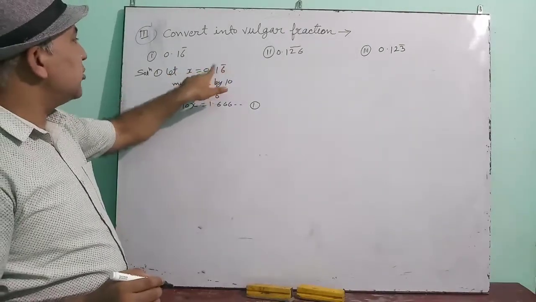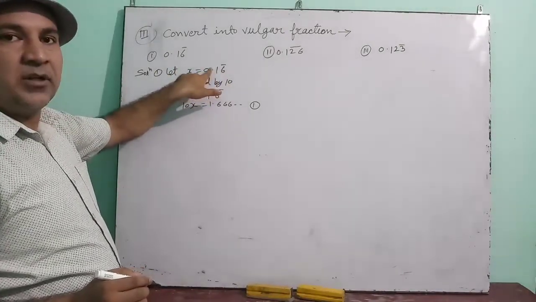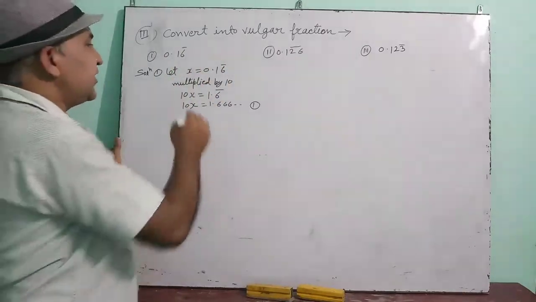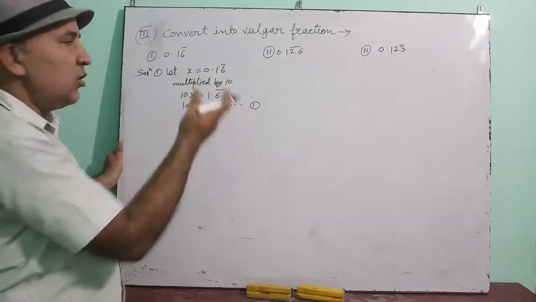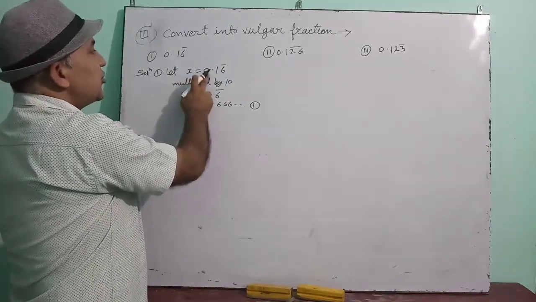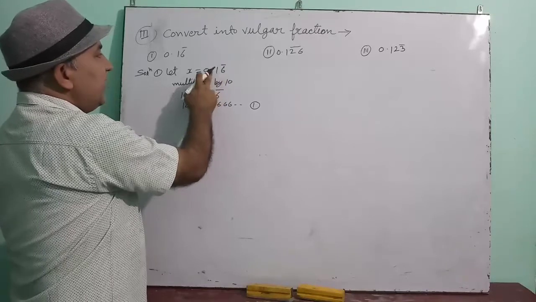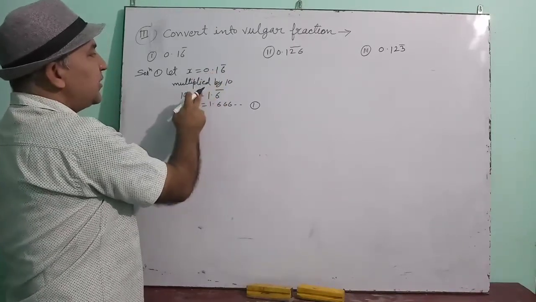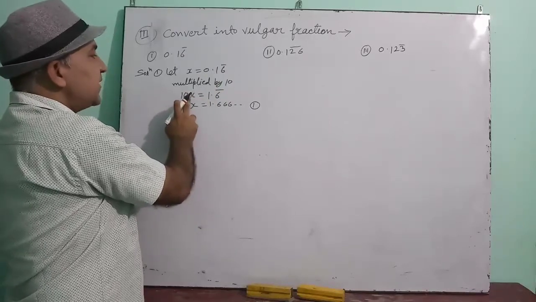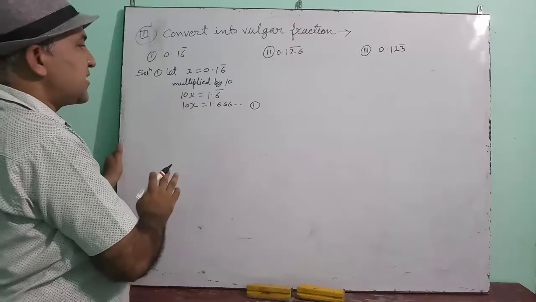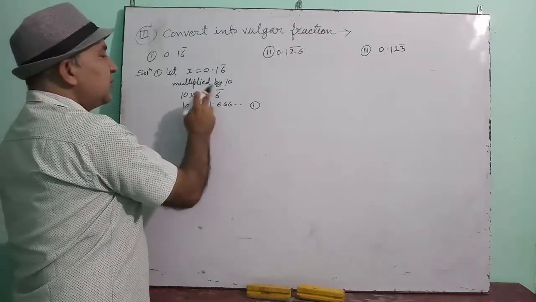Here the bar is not just after the decimal. So we will bring the decimal just before the bar by multiplying by 10 or 100 or 1000, whatever the question needs. Okay. x is equal to 0.16 bar. We have brought the decimal just before the bar, so we have multiplied by 10. It has become 10x is equal to 1.6 bar. Now we will remove the bar.